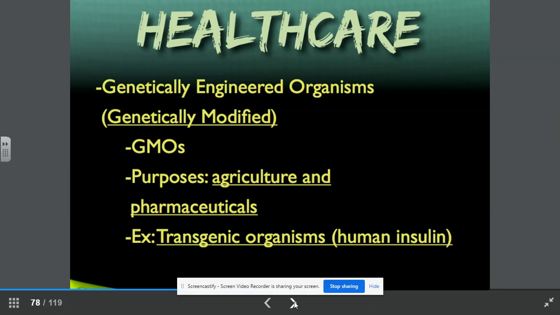Genetically engineered organisms, also known as genetically modified or GMOs. The purposes are often in agricultural contexts and pharmaceuticals. An example would be transgenic organisms producing human insulin from bacteria.